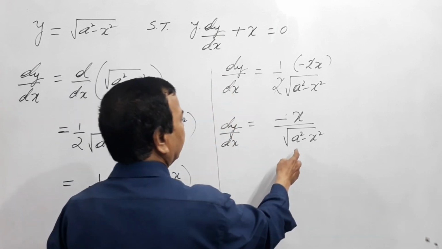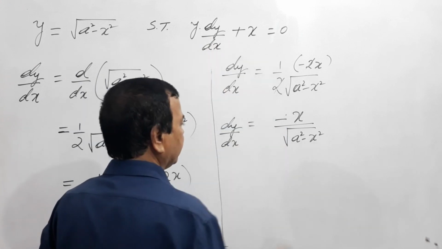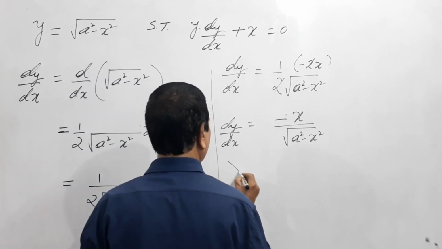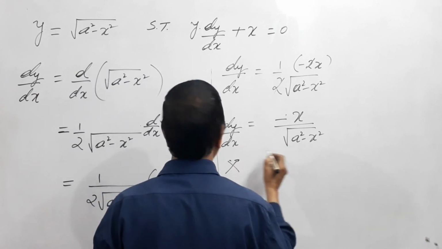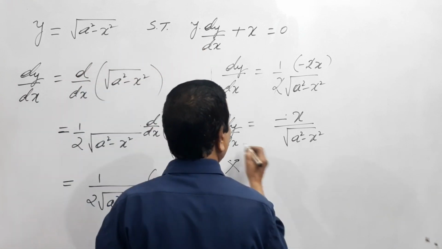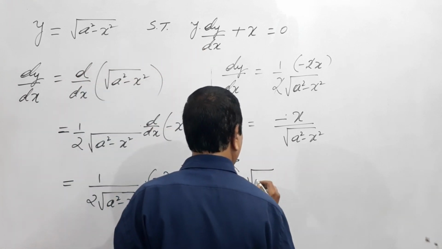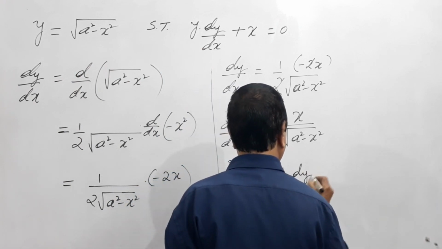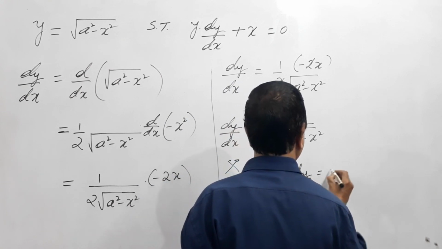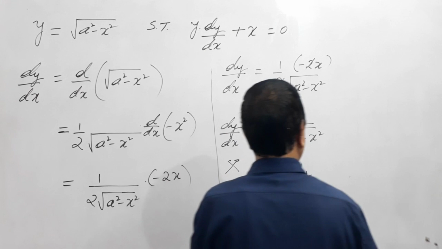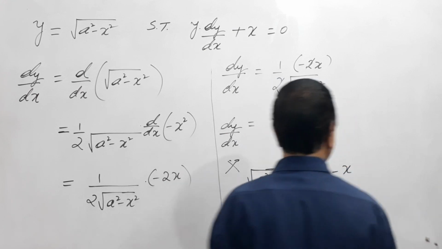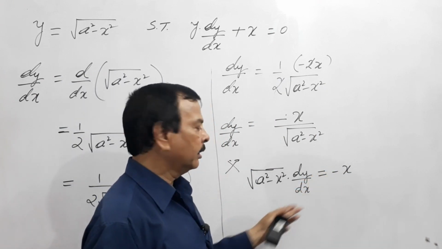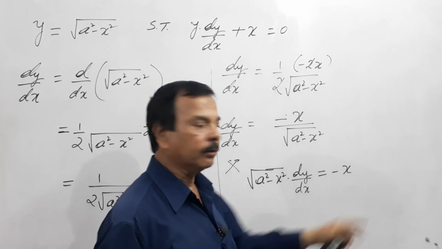See what he wants? He wants y into dy by dx. So send this here, by cross multiplying. So that is nothing but, he wants in the y side. So we have a square minus x square into dy by dx equals to minus x. Got the answer. If you bring this minus x towards the left hand side, you get plus x, and the right hand side has 0. The answer is solved.